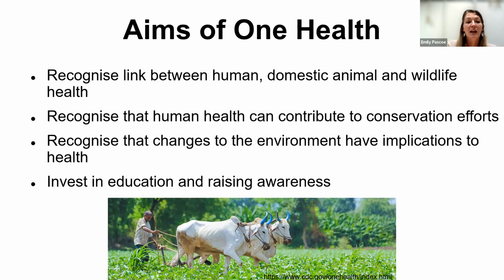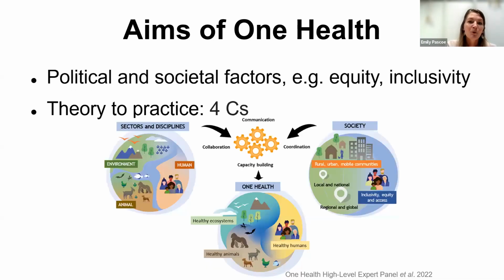And one of the other aims that was within these 12 Manhattan Principles was to invest in education and raising awareness. More recently, people have realized that we also need to take account of political and societal factors. So not just treating all humans as a single species, but realizing that we also have to really invest in making sure that we make things equitable, inclusive, and accessible.